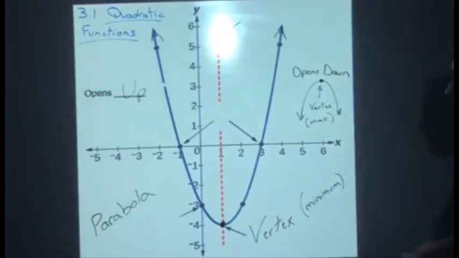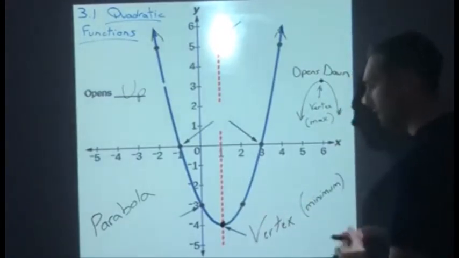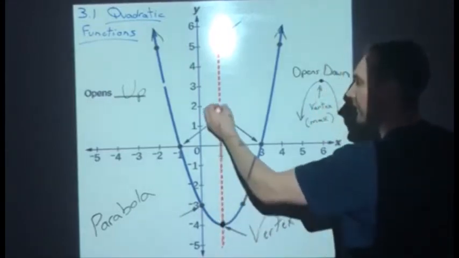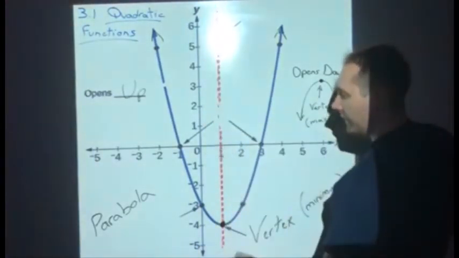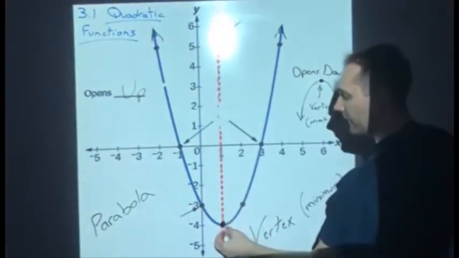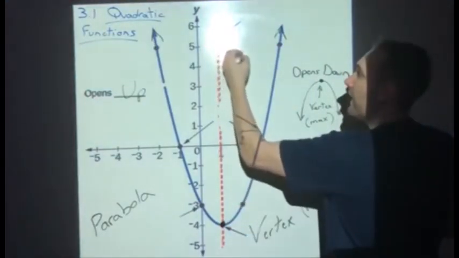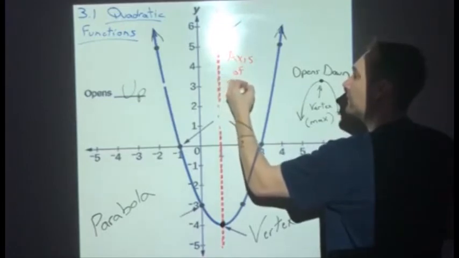and then your parabola goes symmetrically on both sides of it like so. Now I do say symmetrical because we have another key feature of a parabola, and that is what's called the axis of symmetry. So notice I have this invisible line here that goes right down perfectly through the middle of my parabola and crosses the vertex. This is your axis of symmetry.